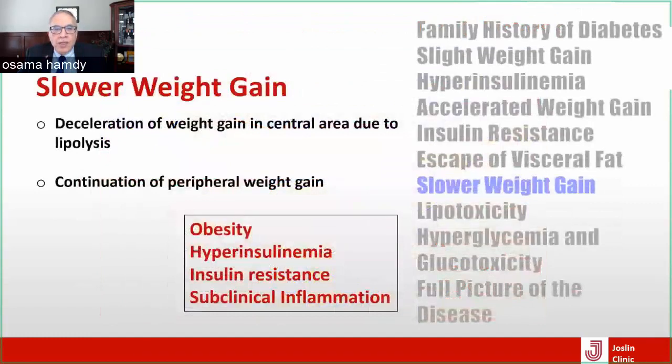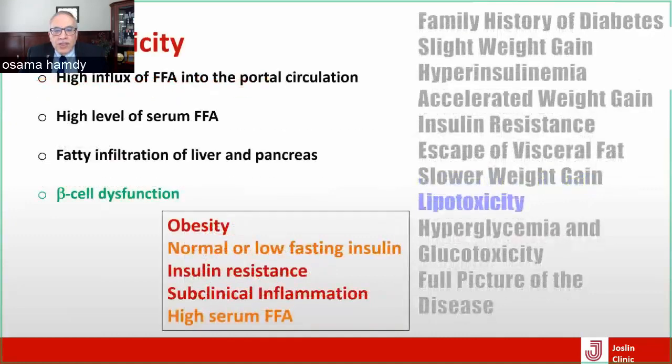So now what happens in the visceral area? More lipolysis, so people stop gaining weight in the central area, but continue to gain weight in the periphery. So this is a period of slower weight gain. So we have a slight weight gain, accelerated weight gain, insulin resistance, escape of visceral fat, and then slow weight gain in the central area. But that fat in the visceral area, as I mentioned, showers the portal circulation with an extensive amount of free fatty acids. So what will these fatty acids do?